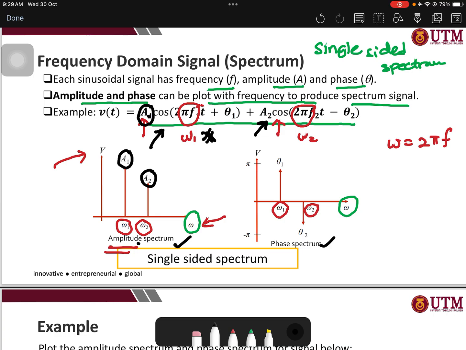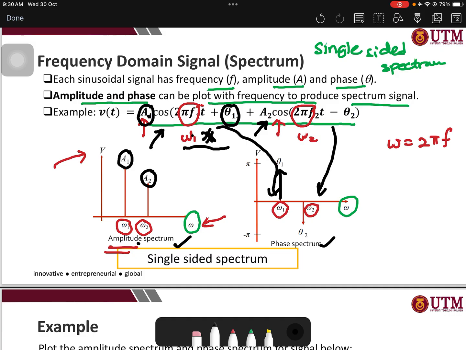What about the phase spectrum? If you have the phase spectrum given to you, theta 1 belongs to omega 1. Again, your x-axis is omega 1 for the first component and omega 2 for the second component. As you can see here, phasor 1, your theta 1 belongs to omega 1, so you can just draw it at omega 1.